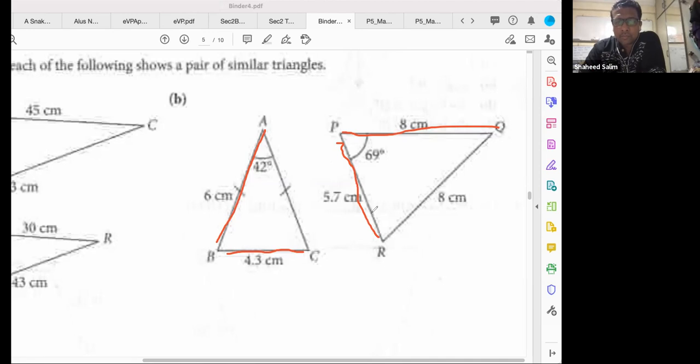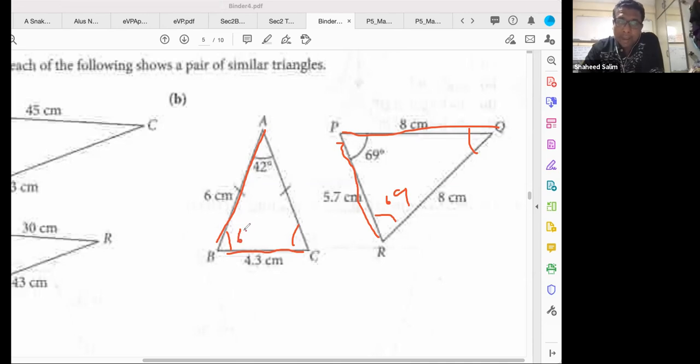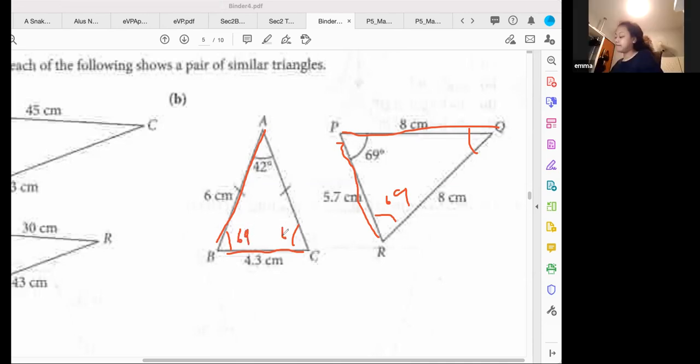Okay, let's assume that there's a mistake. Let's try now angles. What's the angle on here? Can you check these two angles? Because it's isosceles, supposed to be the same. This isosceles also supposed to be the same. Do you have 69, 69 and the same? So we have a problem here. By length, it is not similar, but by angles it's similar.